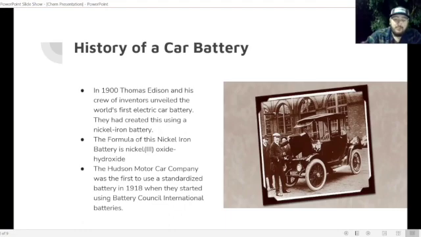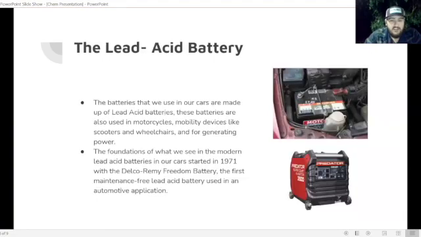And this has led us to the modern lead acid battery. The batteries that we see used in motorcycles, scooters, wheelchairs, generators, and even our own cars are all lead acid. And while there are many different versions of the battery with their own differences, they're all classified as a lead acid battery. And we can thank for what we have today due to the foundations laid in 1971 with the Delco Remy Freedom battery. This was the first maintenance-free lead acid battery that would be allowed to fit smaller, more compact spaces. So, how exactly do we receive power from our batteries?